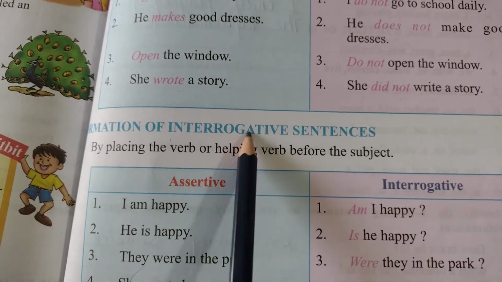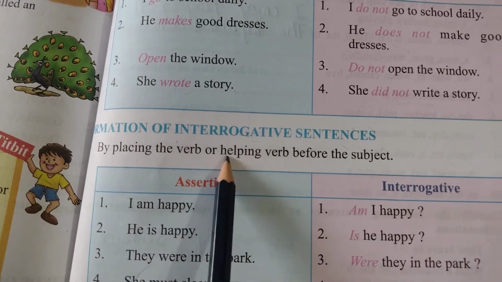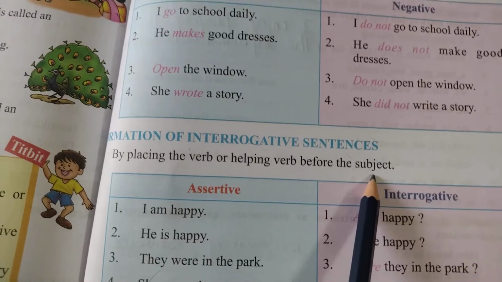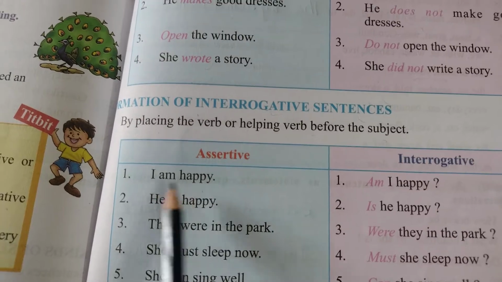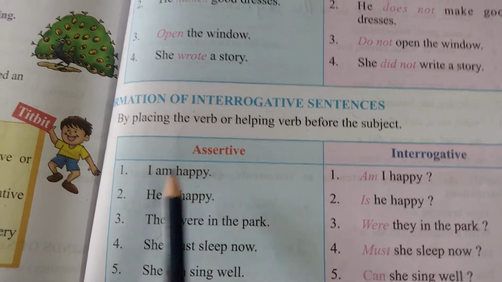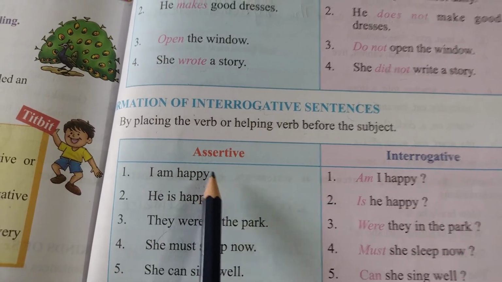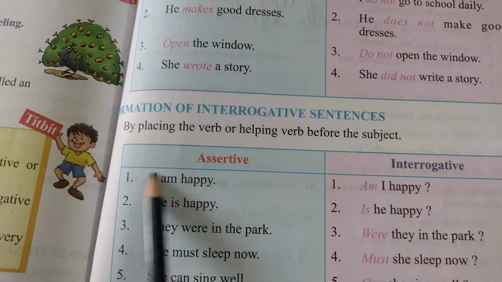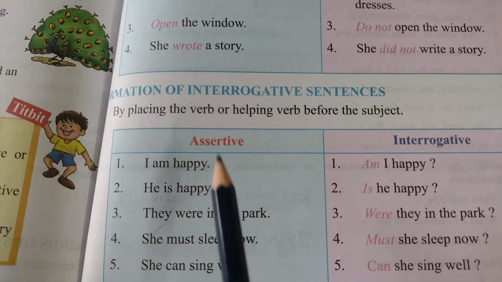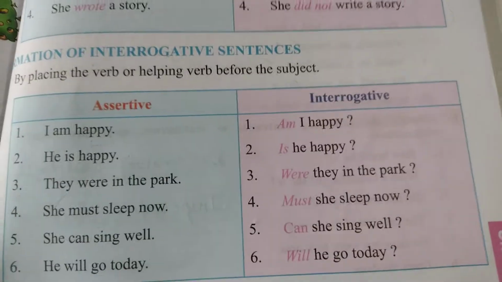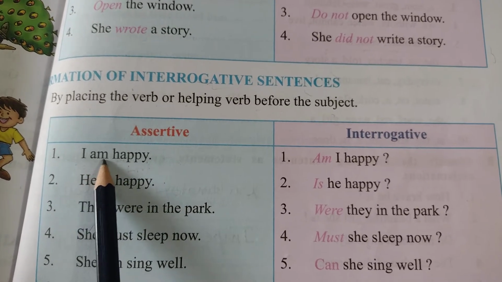So how do we form an interrogative sentence? By placing the verb or helping verb before the subject. Take the assertive sentence, I am happy. It is clear that it tells us that I am happy, started with a capital letter and ended with a full stop. Now we have to make a question from this affirmative sentence. See, we place the helping verb before the subject: Am, with the helping verb.